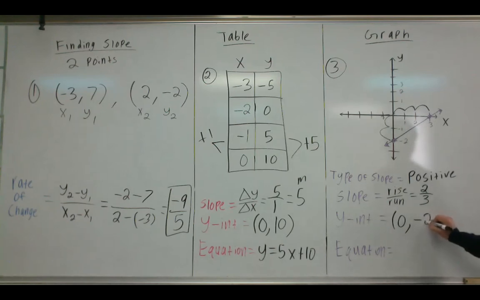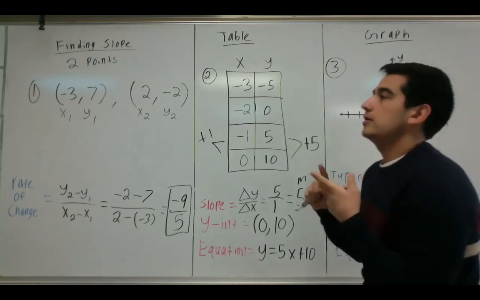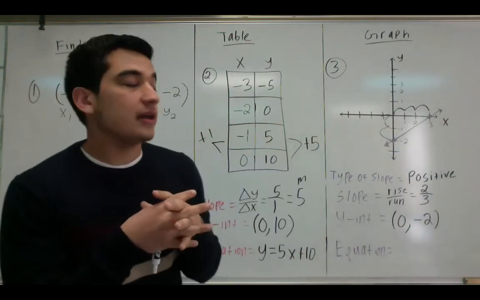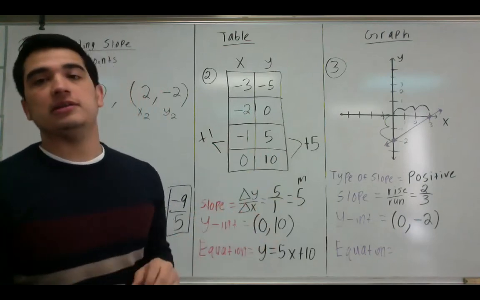And the value is -2. So (0, -2), that point right there is my y-intercept. And again, now that we have the slope and the y-intercept, we can put it all together and get an equation in slope-intercept form.